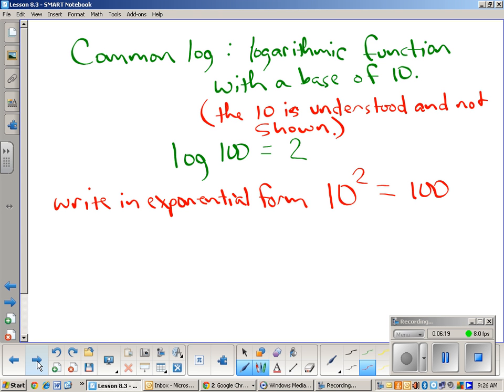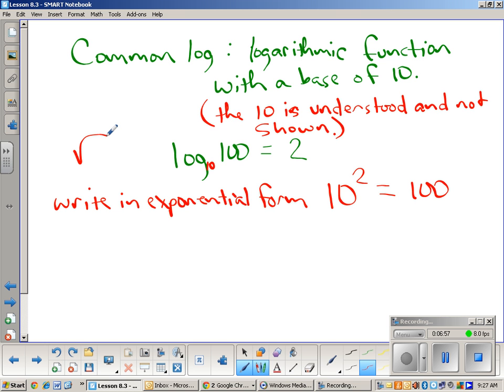Common log. Common log is a logarithmic function with a base of 10. When you hit LOG on your calculator, that's common log. The base is understood to be 10, and it isn't shown. So in this example here, log of 100 equals 2. The base is understood to be a 10. We don't write it in, we understand it.